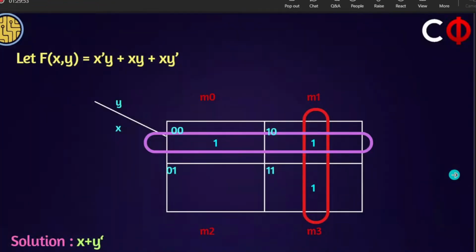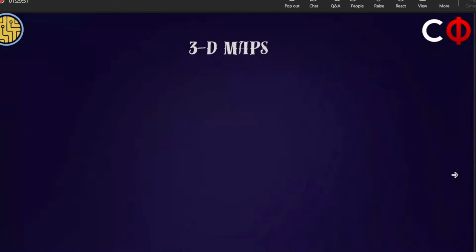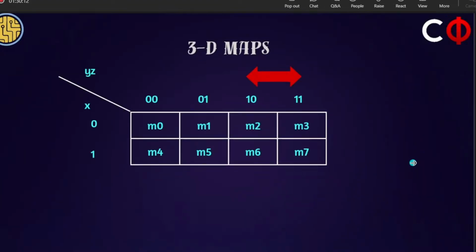So with all of this clear, we'll go to 3D K-maps. With 3D K-maps you're going to be having 3 variables. I'm going to be calling those 3 variables X, Y, and Z. So how many unique terms can we generate here? We can generate 8 terms. So this is how the 3D K-map is going to look.